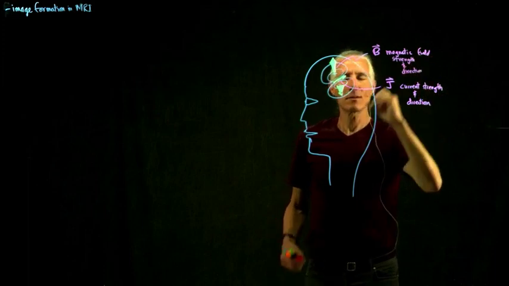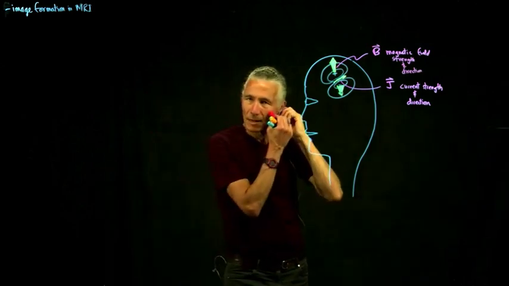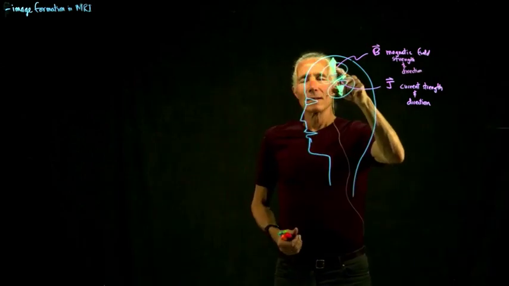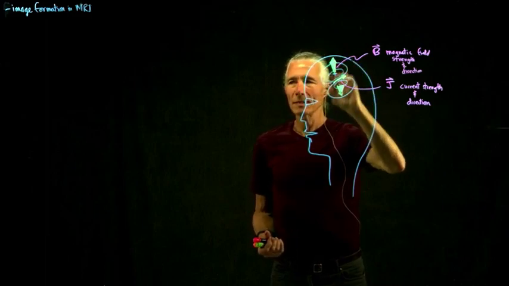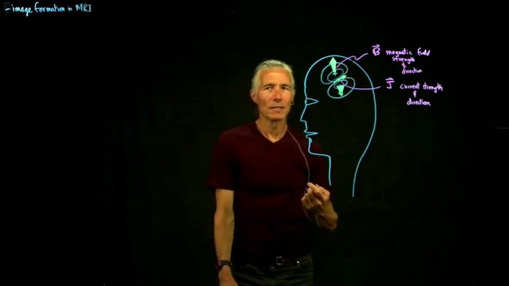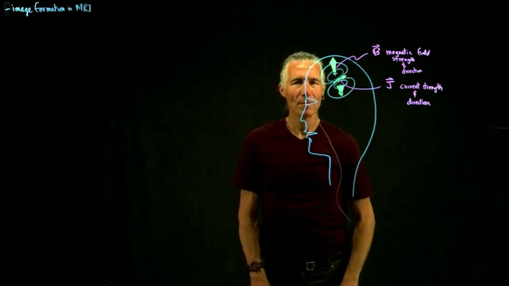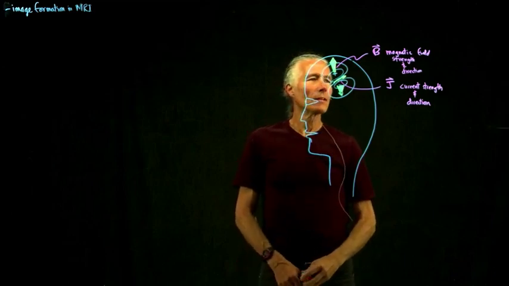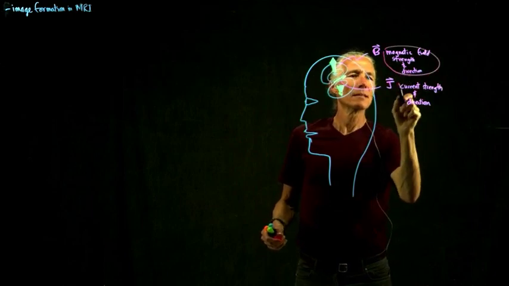Now, it turns out in the MEG case, you can measure the vector. An MEG machine actually measures either all three or just two components or maybe just one component of the vector, but it measures the actual strength and direction of the magnetic field. So that was the B and the J.